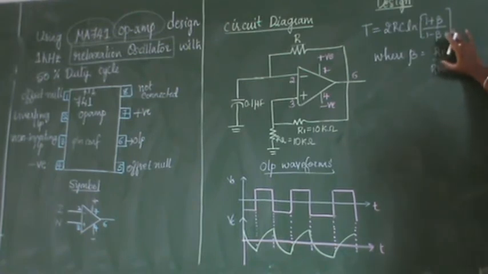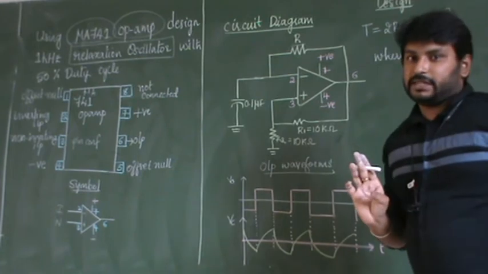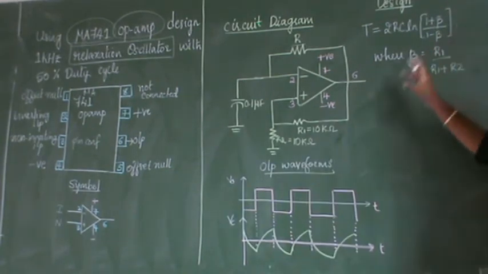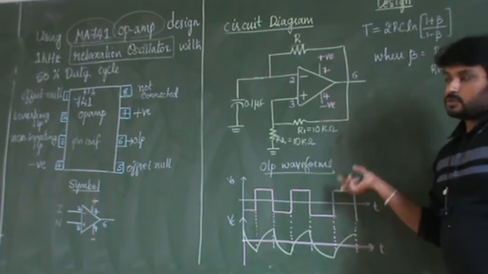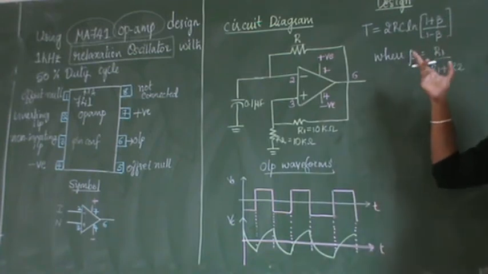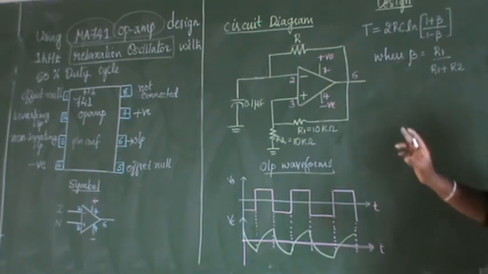We are just taking the formula which is already ready for this particular relaxation oscillator. So if you use this formula, you will get a square wave. That type of formula is already there. We are not deriving it. So what is the formula?